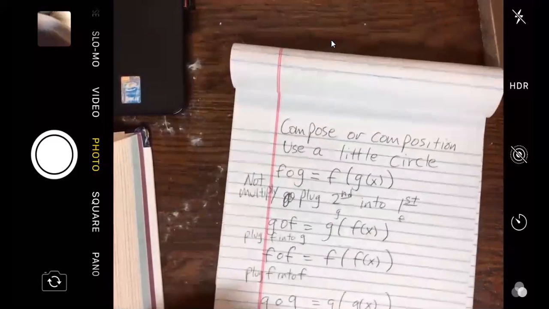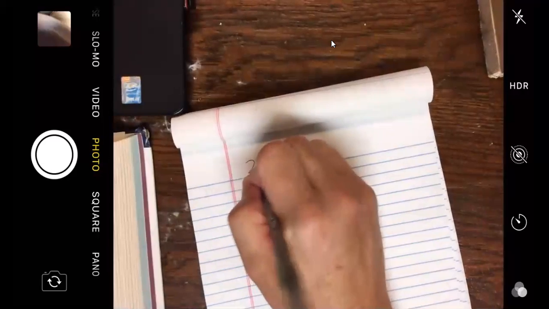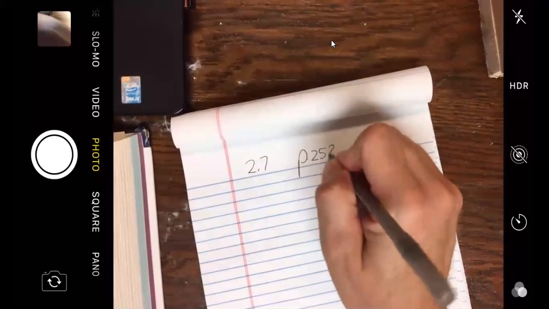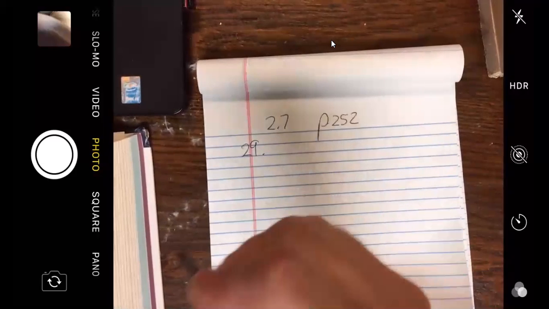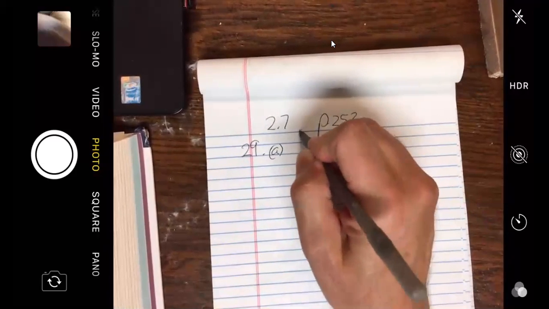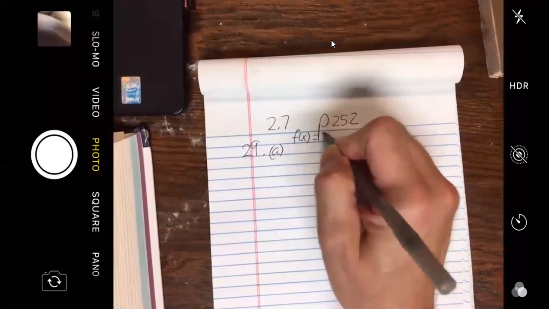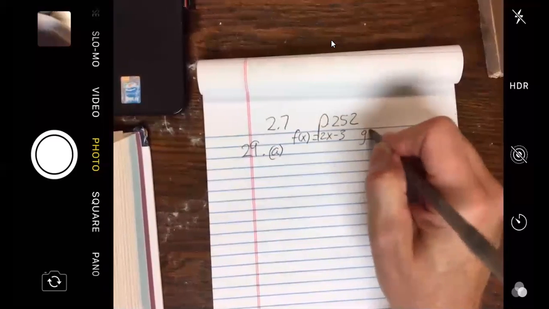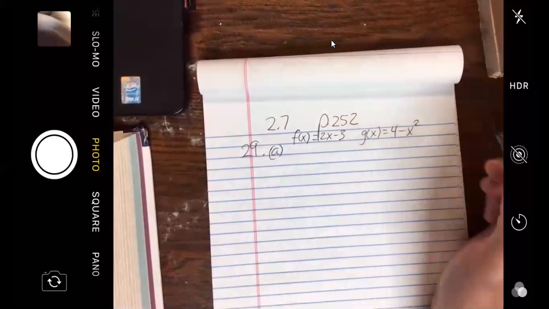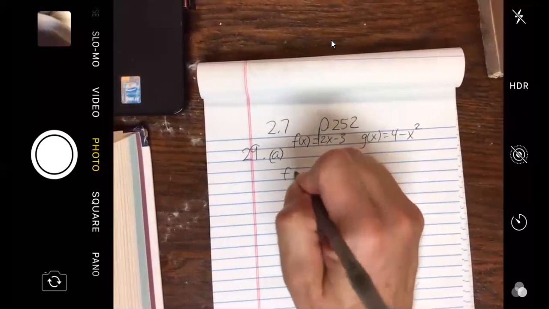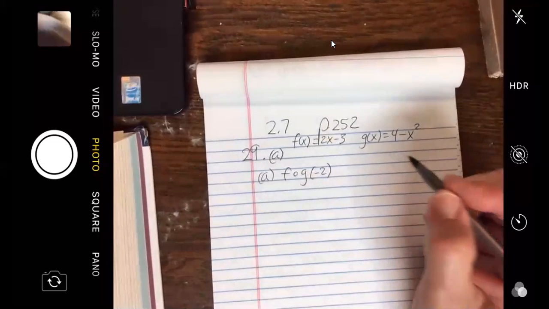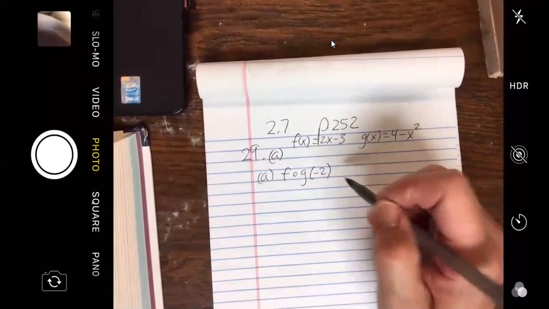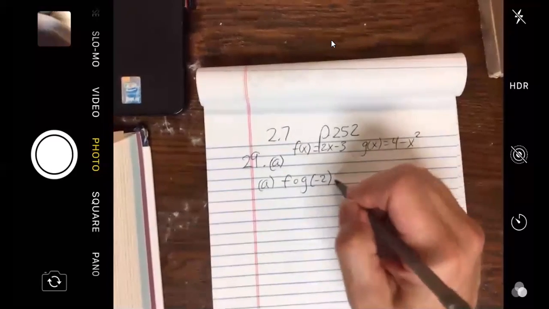Okay, why don't we try a problem like 29. It's on page 252, section 2.7. Page 252, problem 29. Part A, you're given f of x is 2x minus 3, g of x is 4 minus x squared. 29a is f circle g of negative 2. So they're not actually getting a generic x formula with this, although you could do that and then plug in the negative 2. We'll just play it straight, plug in negative 2.